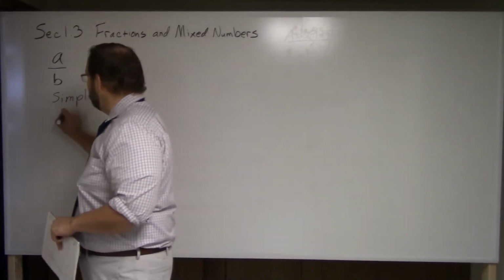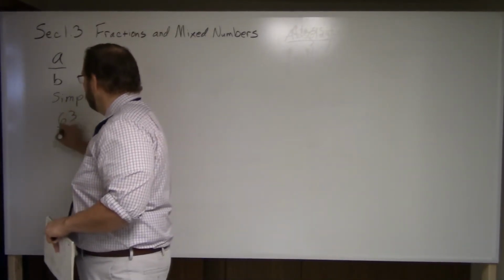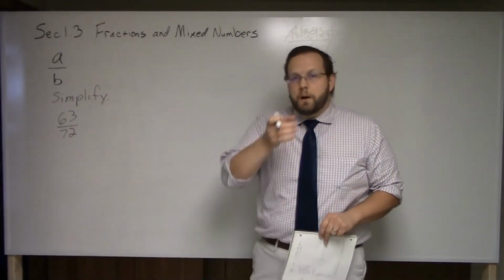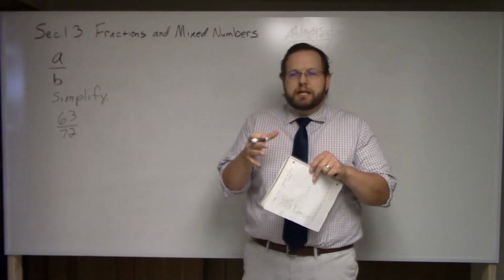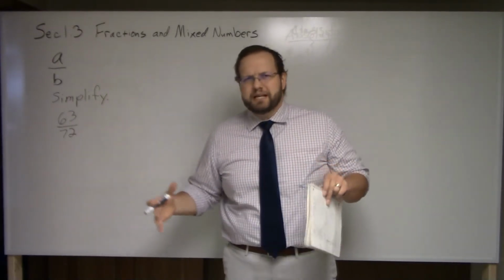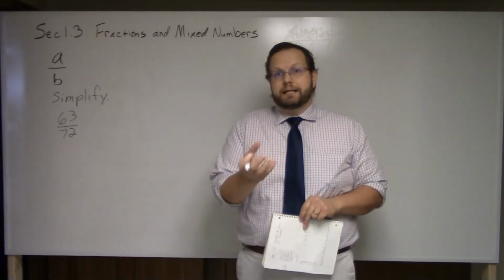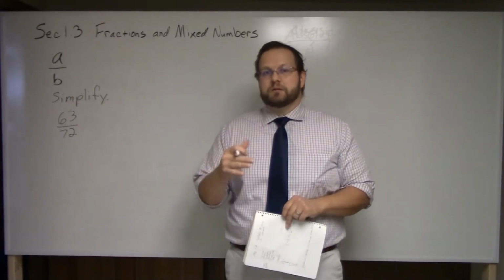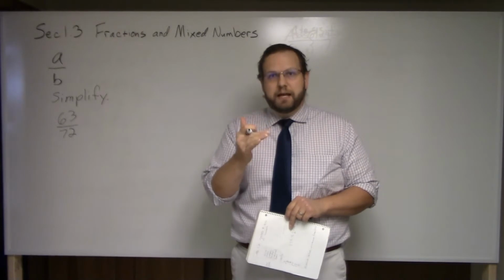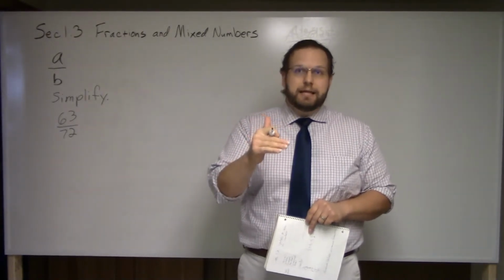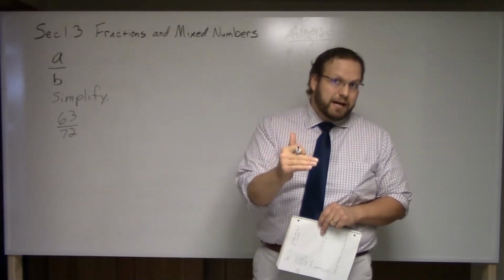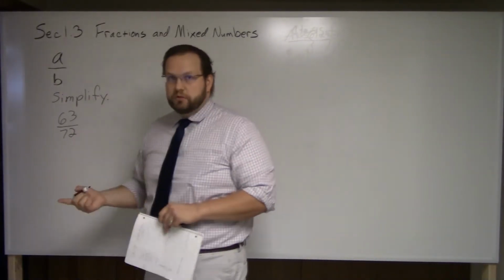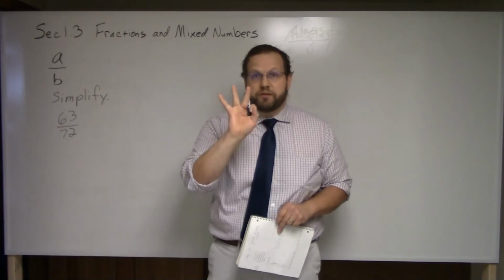Let's start with 63 over 72. Okay, now when we simplify, there's a lot of ways to spell that out with factorizations and all that stuff. And that's the core of what we're doing. But in a more practical sense, what we're trying to do when we simplify is find a number that divides both the top and the bottom of the fraction. Okay, so for instance, 63 and 72. I'm going to start out with a 3.